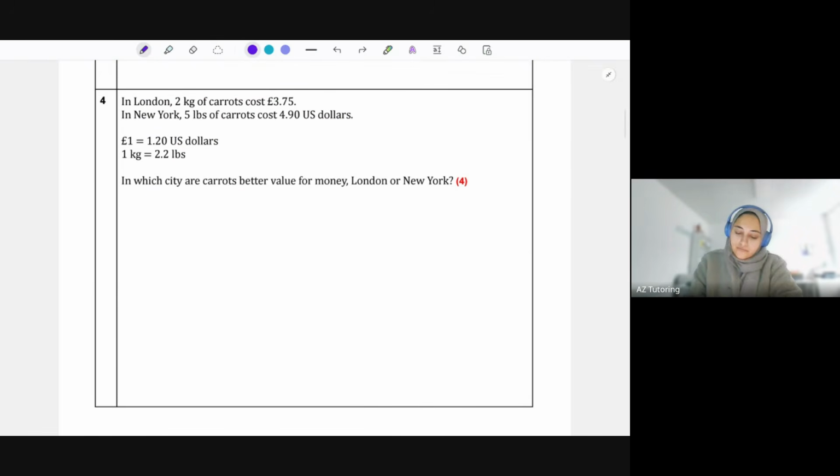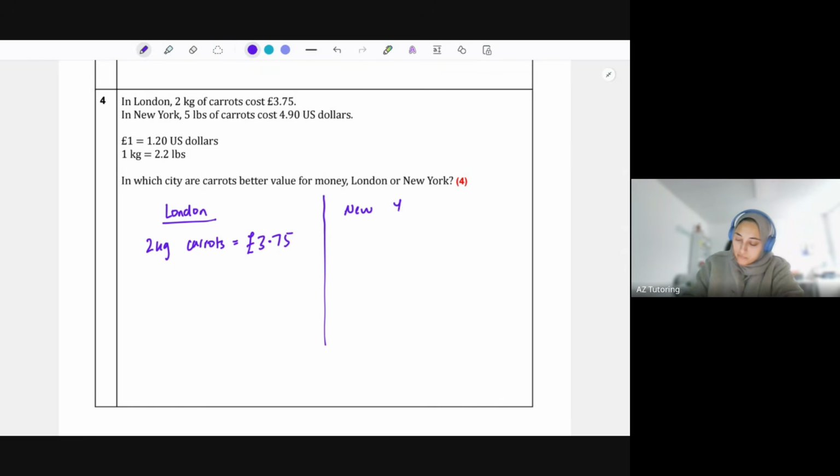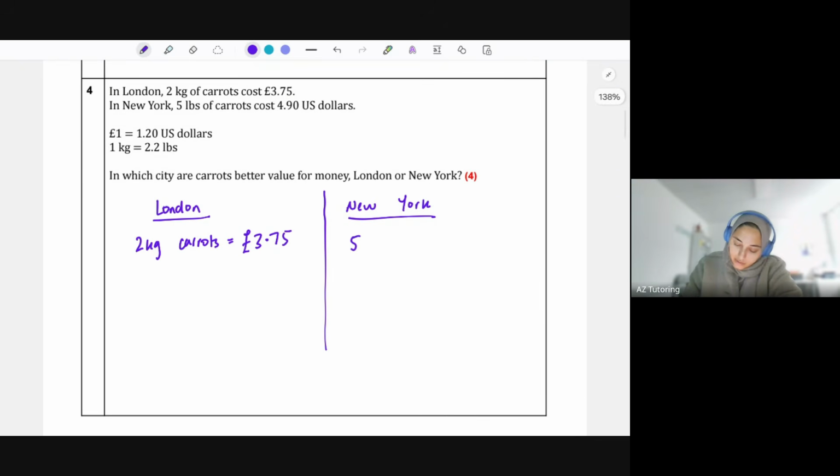Okay, question 4. In London, 2 kg of carrots cost £3.75. I'm going to write the information down this time. So in London, we've got 2 kg of carrots, which is £3.75. And then in New York, we have 5 lb of carrots for $4.90. I'm just going to put a dollar sign there, so I don't have to write US dollars.